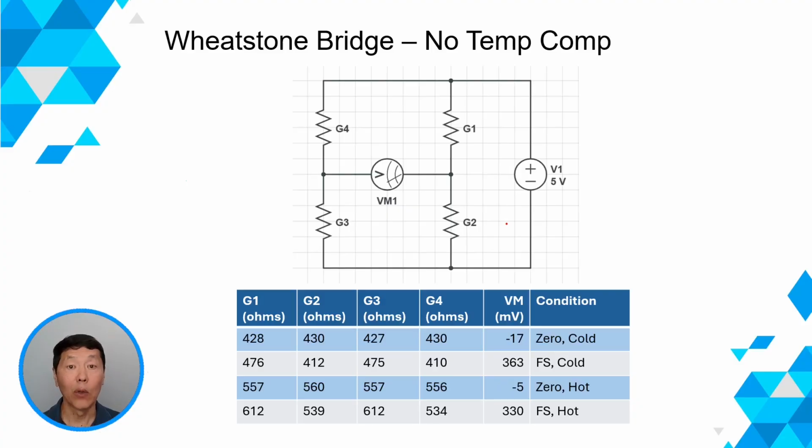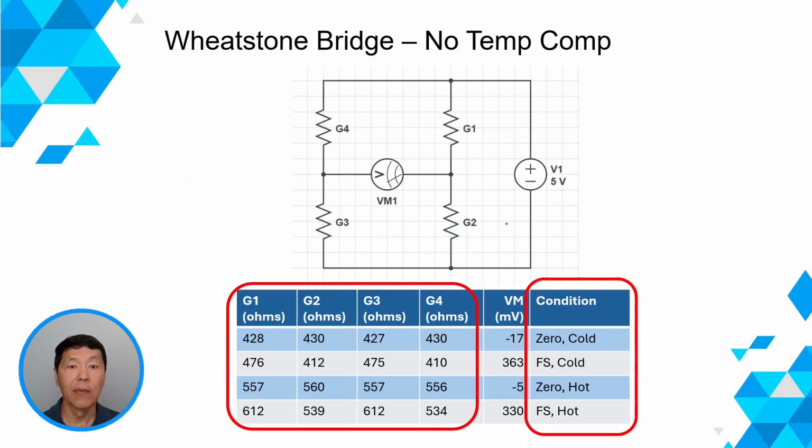Here's the layout of a Wheatstone bridge without temperature compensation. Imagine that the strain gauges are bonded to a pressure diaphragm. Gauges G1 and G3 are bonded to the center of the diaphragm, and gauges G2 and G4 are bonded to the outside diameter of the diaphragm. When a pressure is applied to the diaphragm, G1 and G3 are put into tension, and G2 and G4 are put into compression.